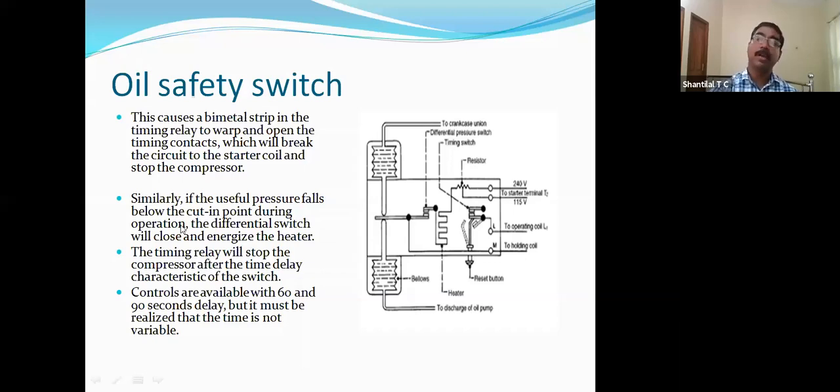So what is the function of the oil safety switch? The function of the oil safety switch is to allow the compressor to run only when there is sufficient oil pressure in the system.